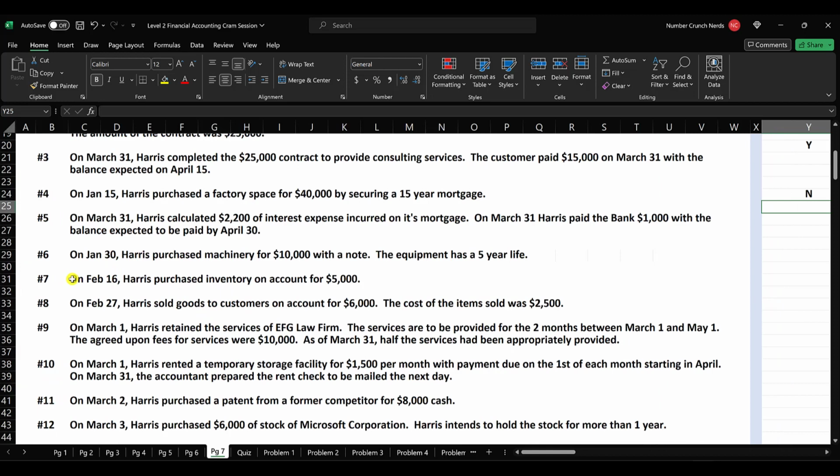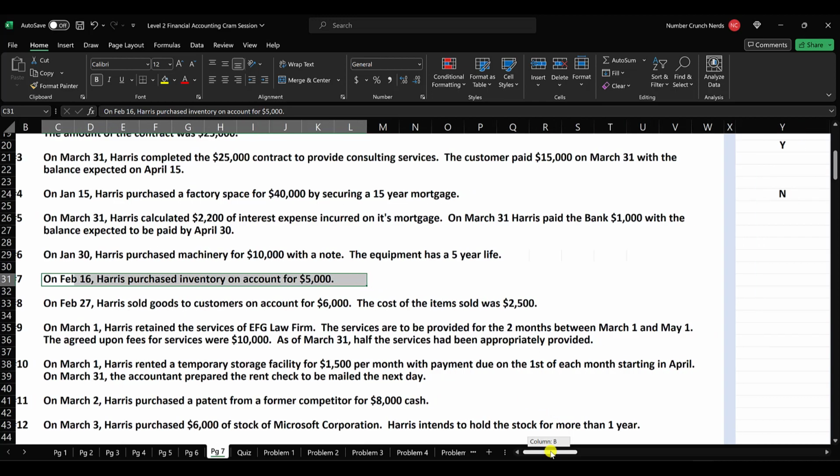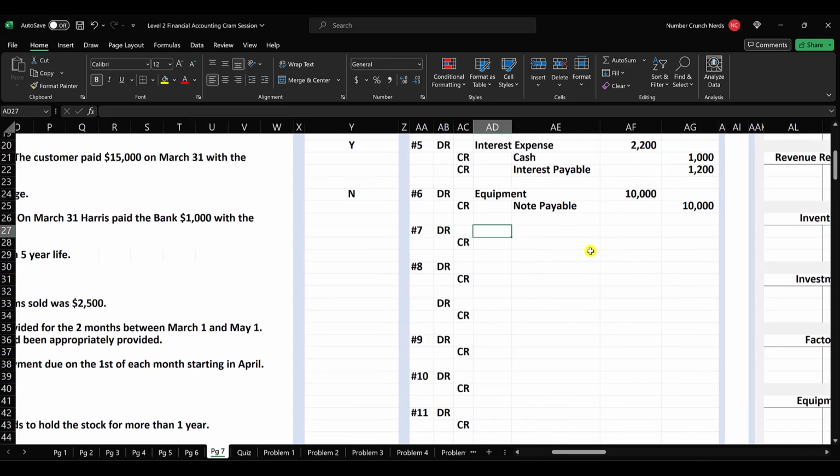Okay, number 7, on February 16th, Harris purchased inventory on account for $5,000. So what did we get? Inventory. Inventory is an asset. Asset increases with a debit. What did we give up? Well, on account. So on account means we didn't pay cash. We financed it. Or in the normal course of business, when you purchase something small and recurring like inventory, it tends to just go into an account called accounts payable. Accounts payable for the amount that you're going to pay later. So we bought inventory and we have an accounts payable.